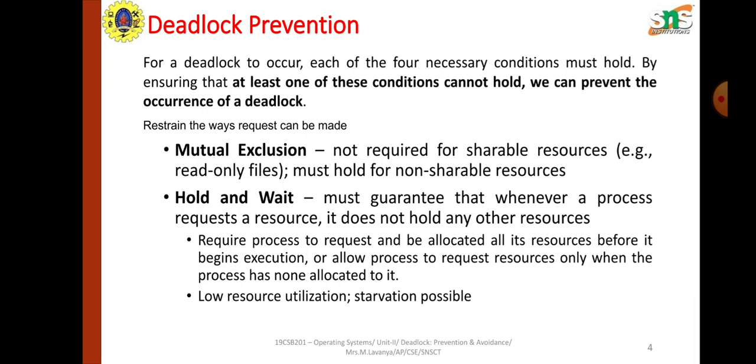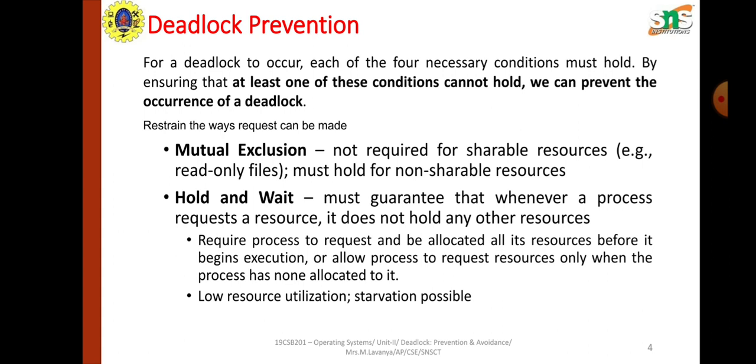Deadlock prevention is based on what we have already seen about the characteristics and conditions of occurrence of deadlock. There are four conditions, which are mutual exclusion, hold and wait, no preemption, and circular wait. If all of these conditions occur, then the deadlock will occur on that system. This is the conclusion we have said earlier.